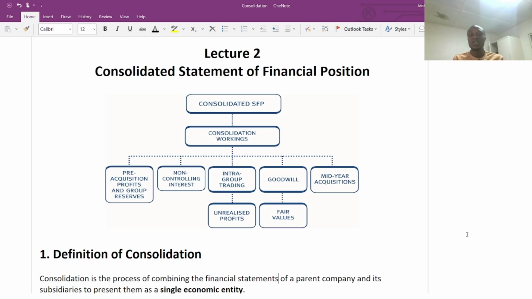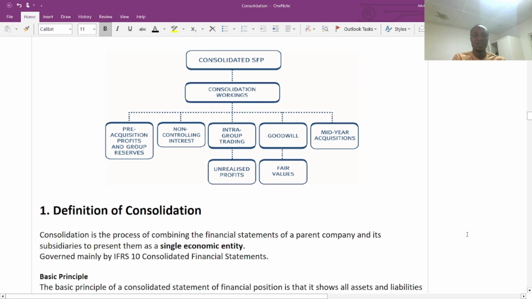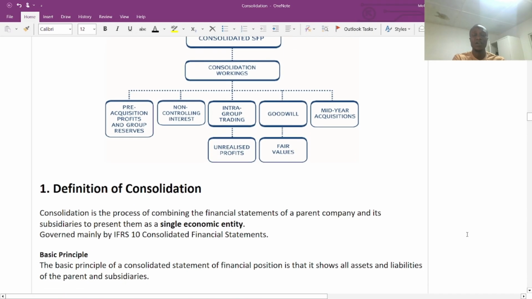Then also we are going to look at the non-controlling interest. What is the meaning of NCI? And we are going to look at some inter-group trading, goodwill, mid-year acquisition, and also how we can account for the unrealized profit if we are talking about inter-group transactions between the parent and the subsidiary. And also, it's a very important concept under goodwill, whether we are going to use the fair value model or not. So basically, throughout the session, we are going to cover these very important areas.